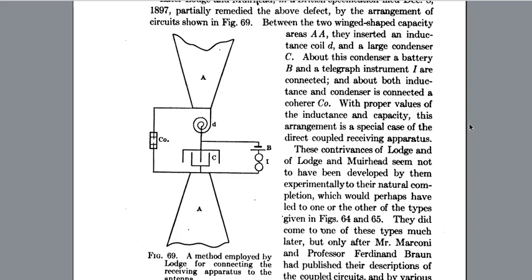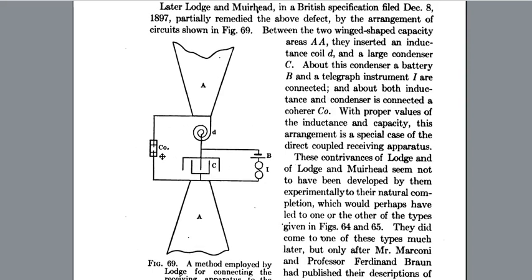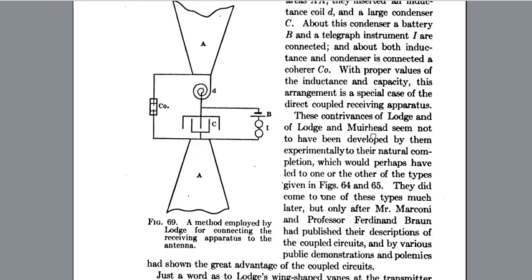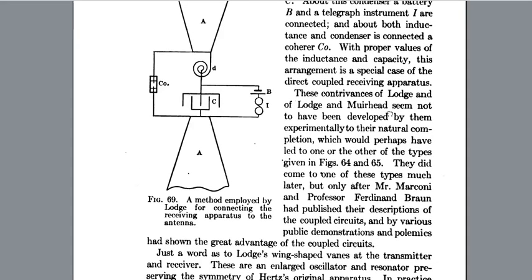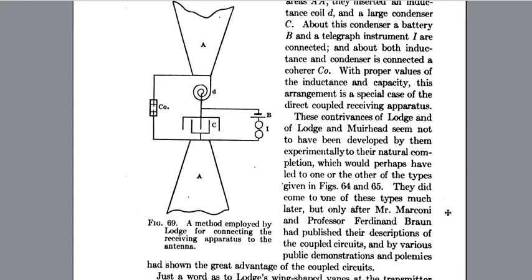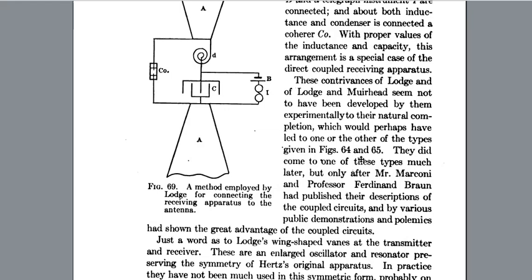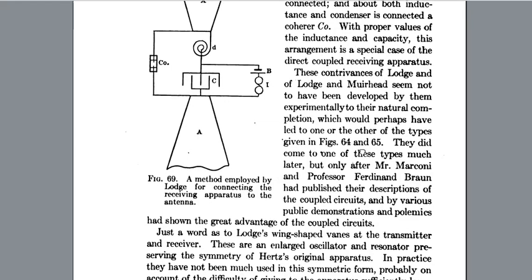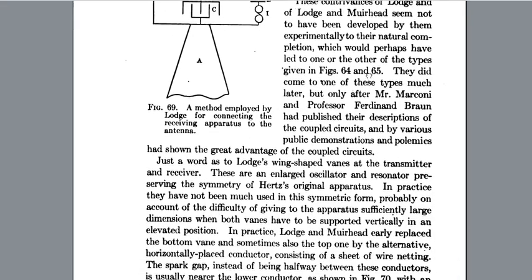With proper values of the inductance and capacity, this arrangement is a special case of the direct coupled receiving apparatus. These contrivances of Lodge and Muirhead seem not to have been developed by them experimentally to their natural completion, which would perhaps have led to one or the other of the types given in figures 64 and 65. They did come to one of these types much later, but only after Mr. Marconi and Professor Ferdinand Braun had published their descriptions of the coupled circuits and by various public demonstrations and polemics had shown the great advantage of the coupled circuits.